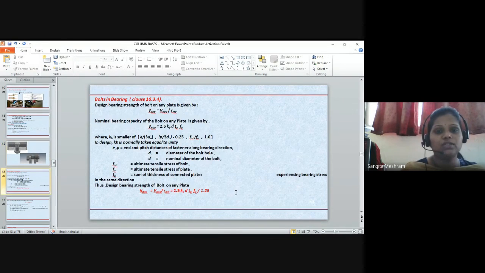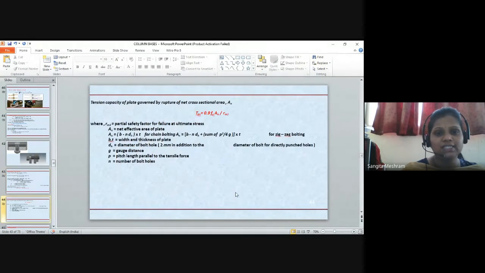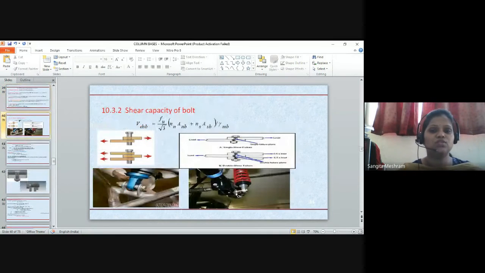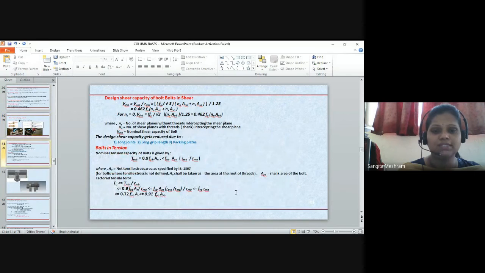So in that case the value of NN is 1. NS means plain section, and NN is related with the threaded section. This is important to find out the shear capacity of bolt. Okay, so ANB and ASB.